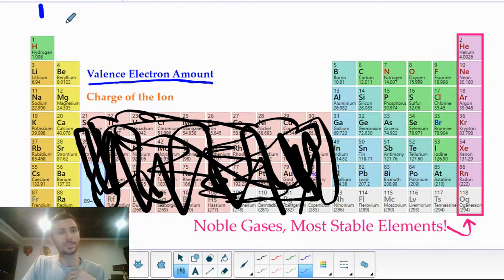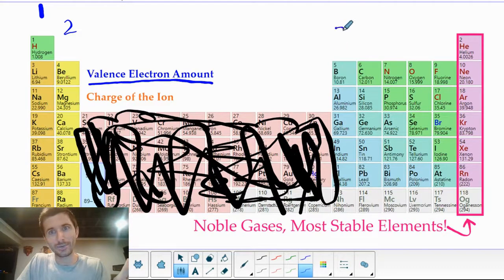Group 2 elements, beryllium, magnesium, calcium, your alkaline earth metals, they have 2 valence electrons. We'll get to why in just a minute. And yes, the trend continues. So group 3, boron, aluminum, gallium, etc., they have 3 valence electrons. Group 4 elements, carbon, silicon, germanium, they have 4 valence electrons. Yes, you're right, the trend continues.